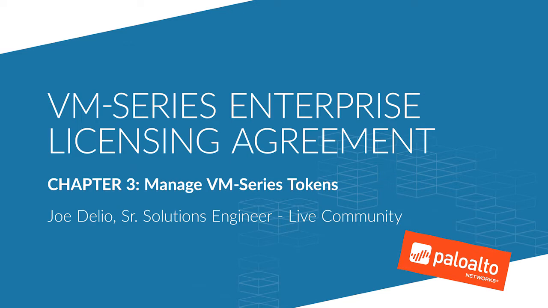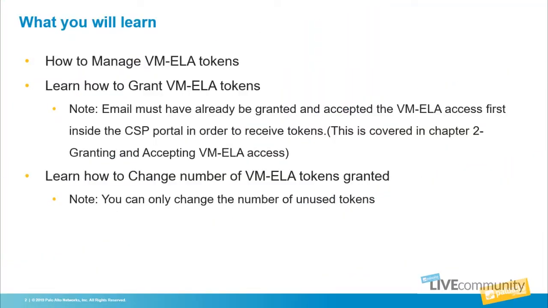In this chapter, we'll be learning about how to manage VM-Series tokens. What you'll learn in this chapter is how to manage the VM-ELA tokens. You'll learn how to grant the VM-ELA tokens. Please note that in order to grant tokens, access to the VM-ELA has to be granted and accepted first. This is all covered in the second chapter, so if you haven't seen that yet, please make sure you check that out. Also, we'll learn how to change the number of VM-ELA tokens that have been granted. As long as those tokens have been unused, you can change those numbers.